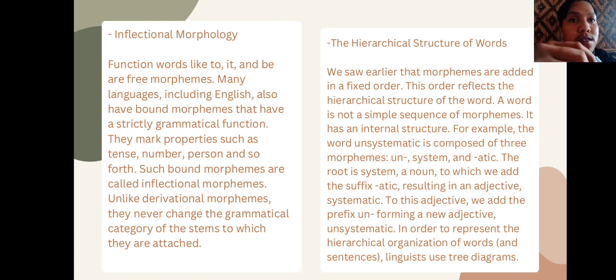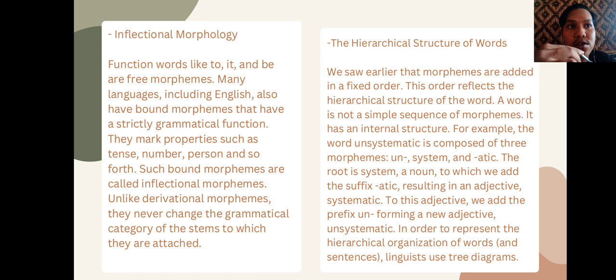Inflectional morphology. Function words like to and be are free morphemes. Many languages, including English, also have bound morphemes that have a strictly grammatical function. They mark properties such as tense, number, person, and so forth. Such bound morphemes are called inflectional morphemes. Unlike derivational morphemes, they never change the grammatical category of the stems to which they are attached.